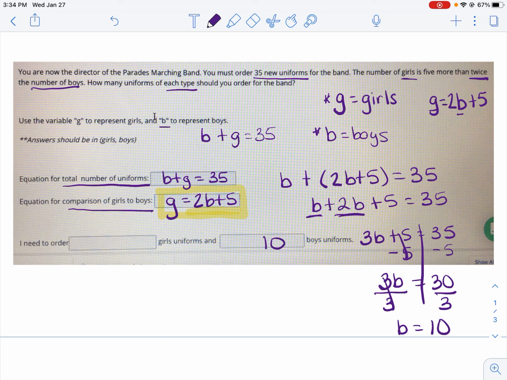So here's there. And then I need a total of 35. So if I want to find out what girls are, if I go back up here and I plug in 10 plus what gives me 35? Well, that's 25. So I need 25 girls uniforms and 10 boy uniforms.